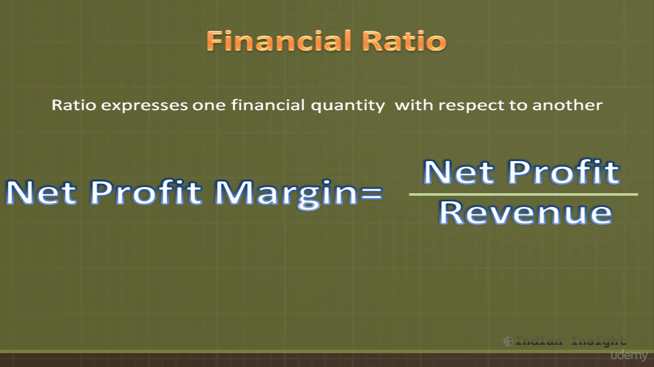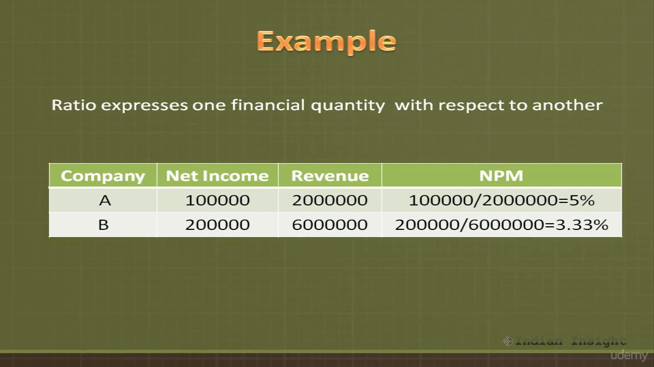This ratio essentially tells you the percentage of revenue in excess of all its costs, which results in a profit for the company. For example, this ratio can be used to answer the question of which company is more profitable when comparing two or more companies. Let's look at an example.